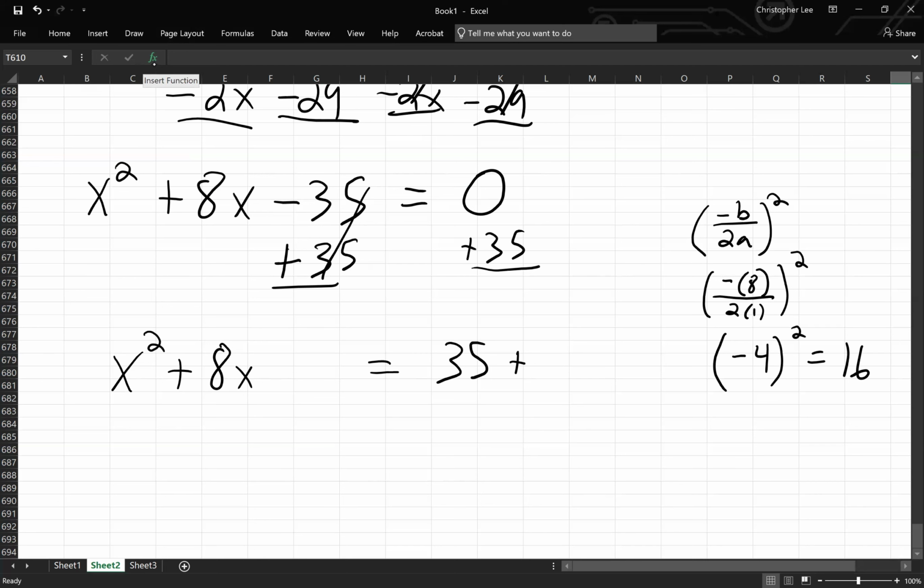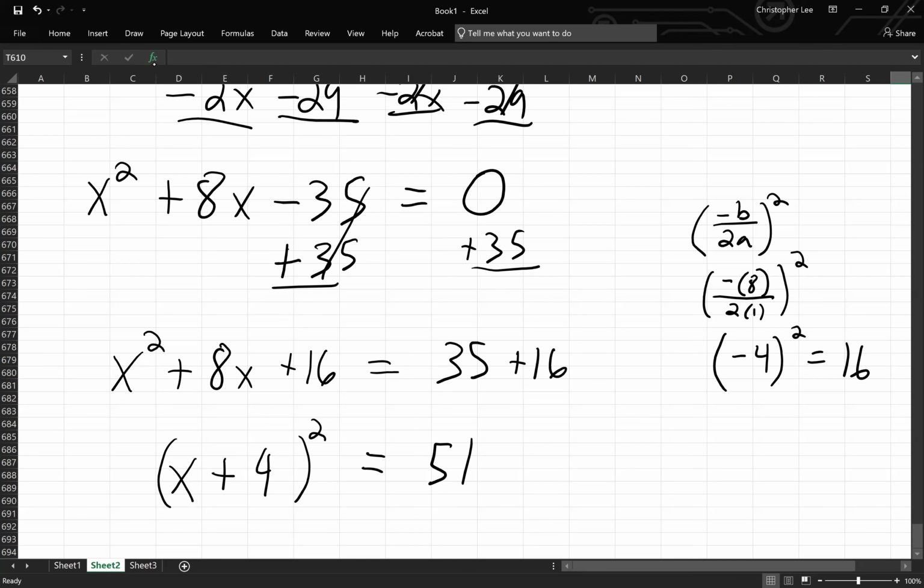So I'm going to add 16 to both sides. On the left-hand side, I have x squared plus 8x plus 16. What does that become? Tell me. X what? X plus 4. Very good. Equals, oh, this is the hard part. What's 35 plus 16? 51. All right, let's go with that.